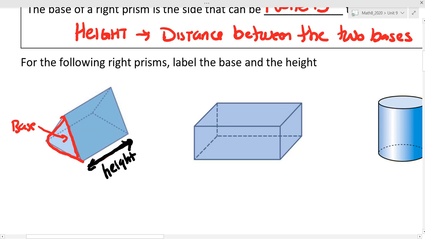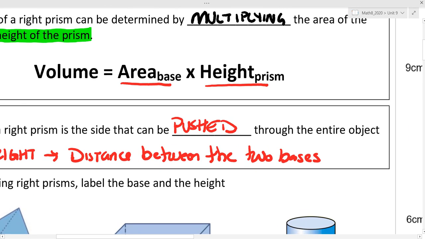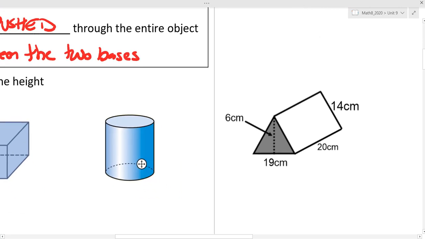Okay. So if we push it through, this is where it starts, that's where it ends, that's the distance of the height. Is that okay? Because those are the two pieces of things you need to identify for every single question. All right? So it means it's just multiplying those two things together. I'm going to skip the middle one for now.